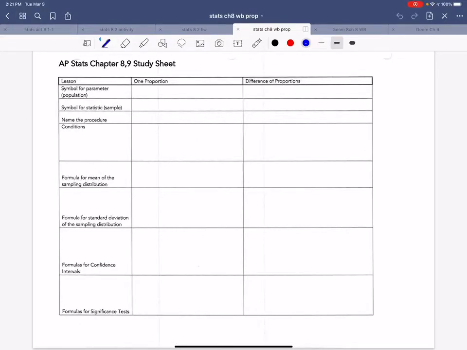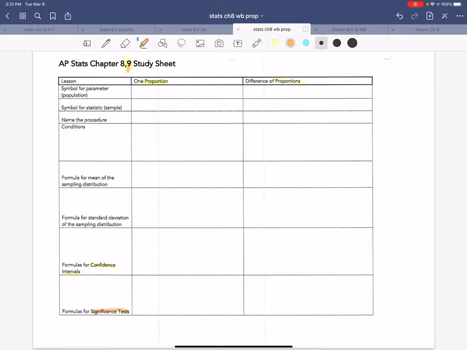Hey guys, we're going to go over the chapter 8-9 study guide sheet for proportions. So again, the reason why this is kind of straddling two chapters is because we did both a confidence interval and a stat test. Chapter 8 is confidence interval and chapter 9 is a stat test.